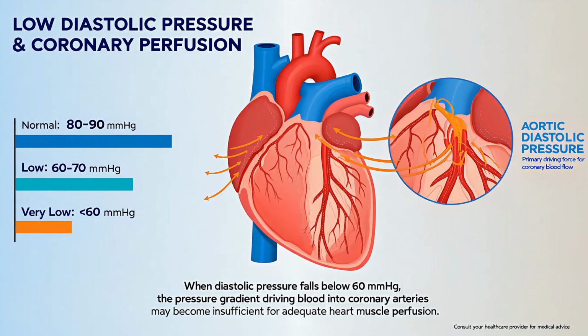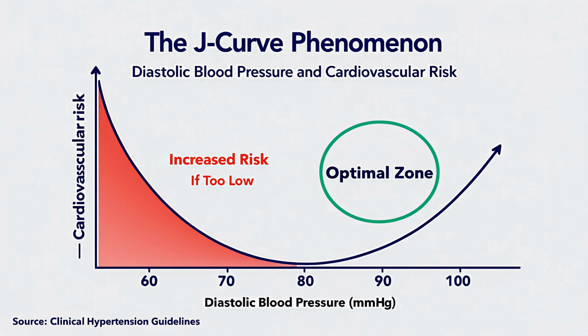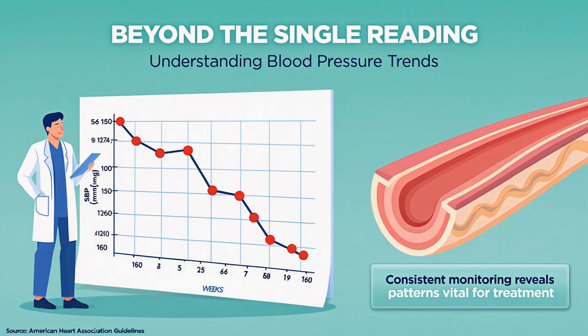A widening pulse pressure often indicates stiffer arteries. Research from large observational studies, including analyses from Framingham, has shown that wider pulse pressure in older adults is associated with higher cardiovascular risk. The widened pressure wave can increase mechanical stress on the artery wall and may influence plaque stability. But there is one more pattern that doctors pay attention to.